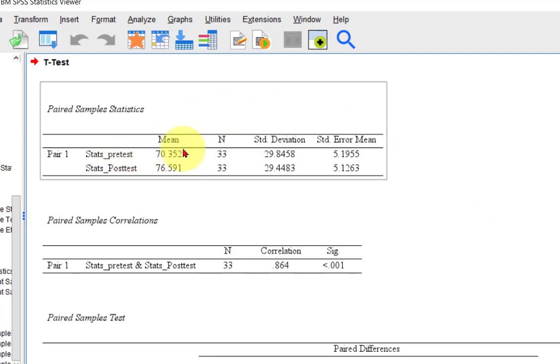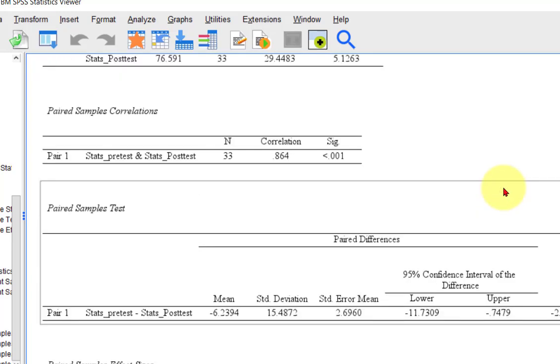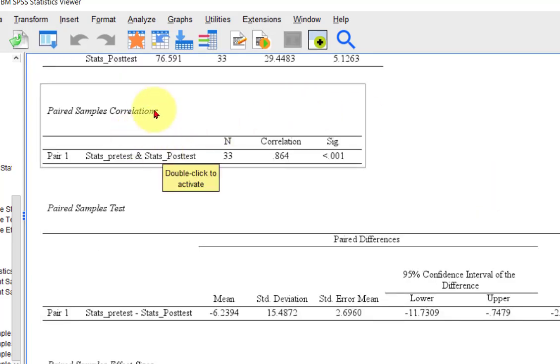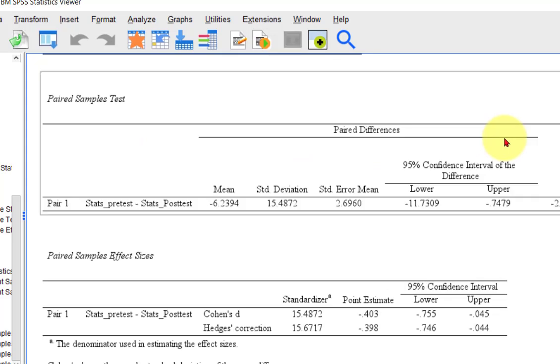So there's the mean of the pre-test, and there's the mean of the stats post-test, right? So it went up about 6 points. That's a pretty good change, but we're going to double check, and we're going to look at the outcome. Don't look at the correlations. We don't care about correlations. But here's the actual t-test results.